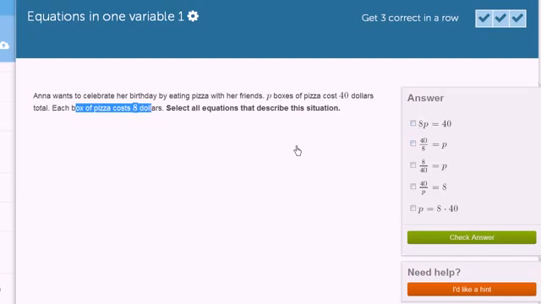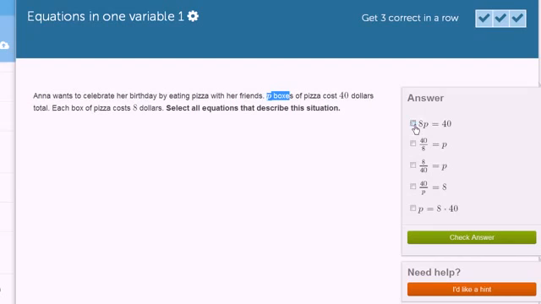So before I even look at that, let me at least try to construct one in my own brain. So P boxes of pizza cost $40. Each box of pizza costs $8. So one way that I could say, what would be the total cost of pizzas in terms of P? Well, it's going to be the number of boxes that I get times the cost per box. So it's going to be P times 8, or 8P. The other way of saying that, the total cost of my pizza is 8P, or I could say it's $40. So 8P must be equal to $40.